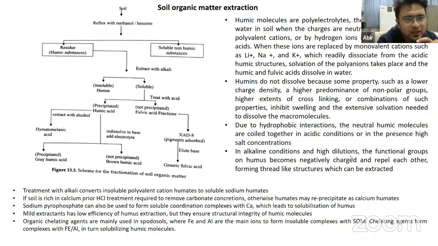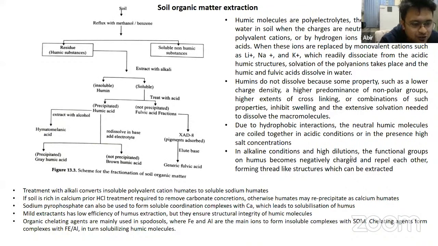And in that alkaline solution and also in high dilution, when we are supplying sodium containing extractants, this globular structure will form a linear structure, because then there will be unsatisfied negative charges present on that humic acid or fulvic acid particles. Obviously if those charges are there, they will be repelling each other, right? And sodium comes with a very large size with 6 water molecules in itself. So two humic acid chain structures can't be interlinked together, can't be so much closer to each other. So then it becomes soluble in high pH solution containing some monovalent ions like sodium. In alkaline condition and high dilution, these functional groups on humus become negatively charged and repel each other, forming a thread-like structure, which can be extracted.